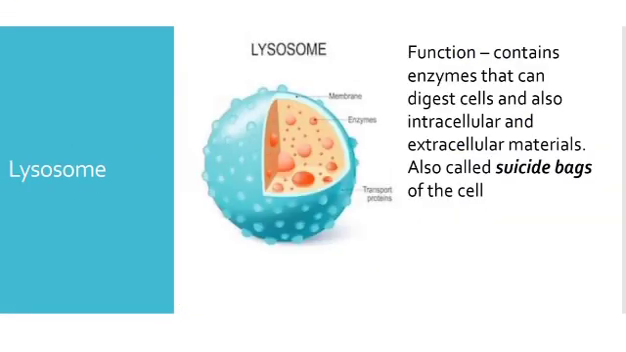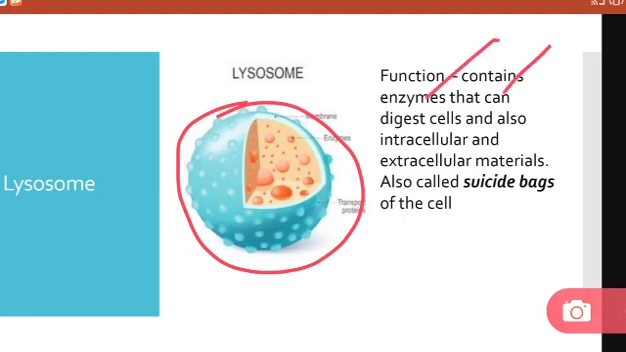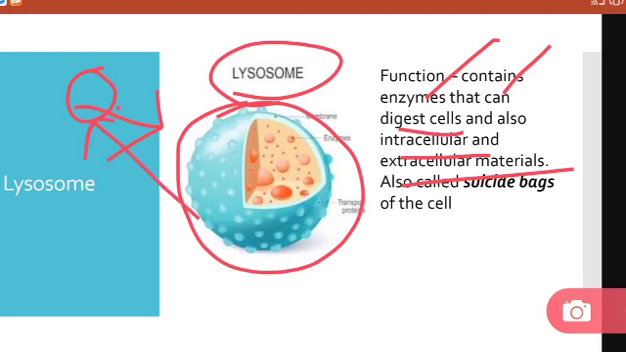Okay. Next comes lysosome. Lysosomes are also present inside the cell and they are only present in animal cell. These are not present in plant cell. What is the function of lysosome? Lysosome contains enzyme that digest cells and also the intra and extracellular materials. Suppose any substance has entered inside the cell. This lysosome will throw them out of the cell, or they will digest the foreign substances. Okay, and thus protect the cell.